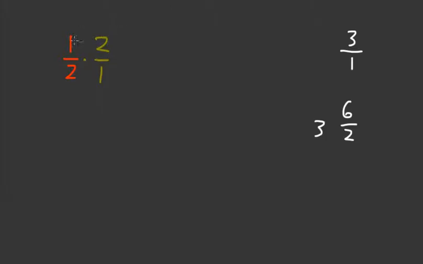So for example, 1/2 times 2 over 1 equals 1 times 2 is 2, and 2 times 1 is 2, and 2 divided by 2 equals 1. So you know you have the reciprocal when you multiply the original fraction by the reciprocal and you get 1. All right, so let's take a look at the sign of a fraction.